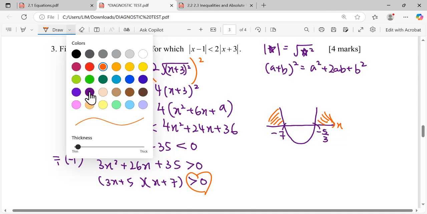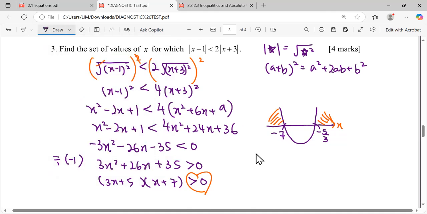So after we shade it, we can write our answer in set solution. The question asks us the set of values of x. So set solution, our x is x less than negative 7. Alright, so this is our answer. This answer is at the left hand side from this value of negative 7, which means that this x is always less than negative 7.